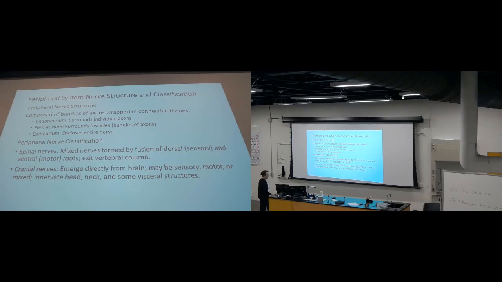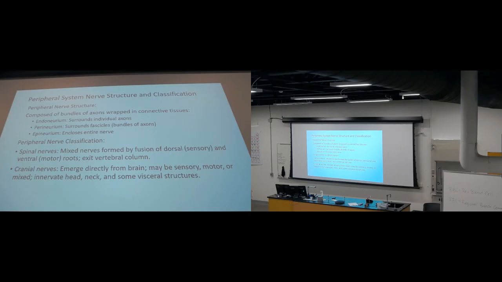Now, the endoneurium is not the same as the axolemma. The axolemma is plasma membrane, and it has channels. The endoneurium is connective tissue, made of collagen fibers and very delicate elastic fibers, and it doesn't have channels. So the plasma membrane is not the same as the endoneurium.